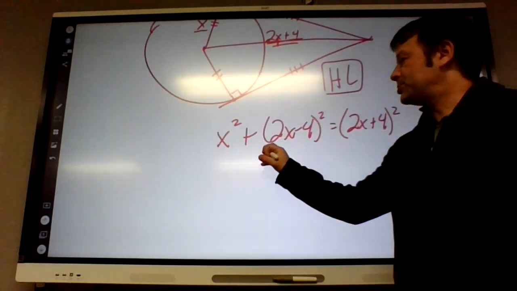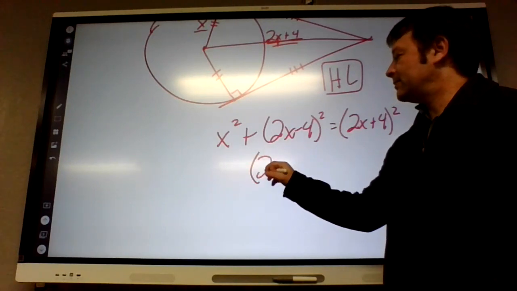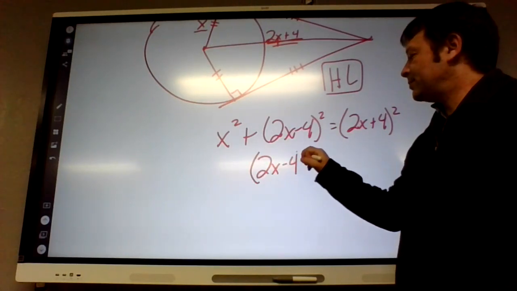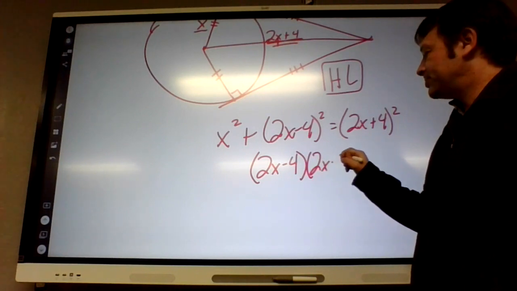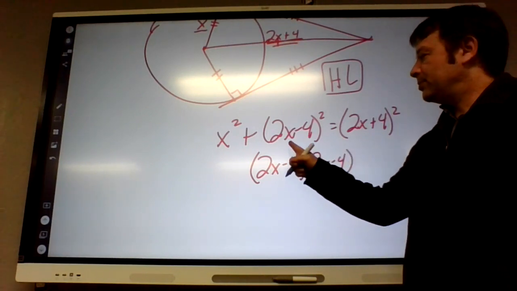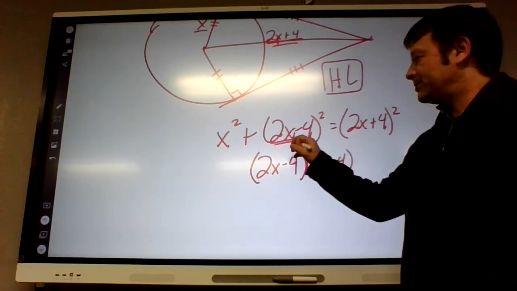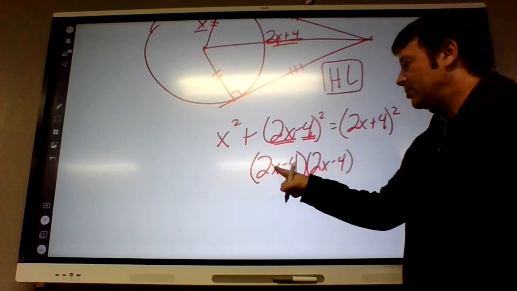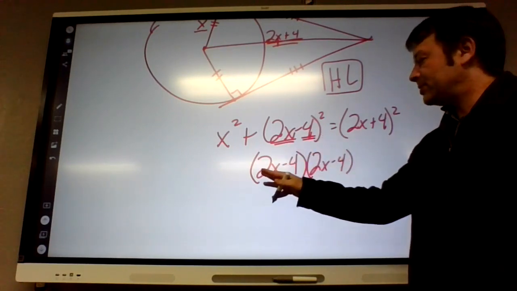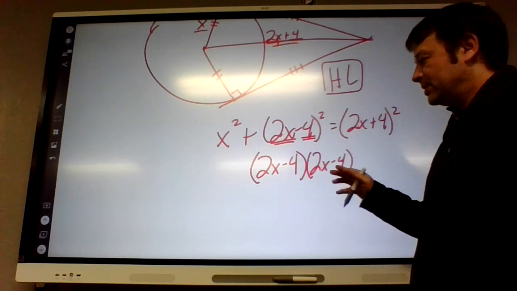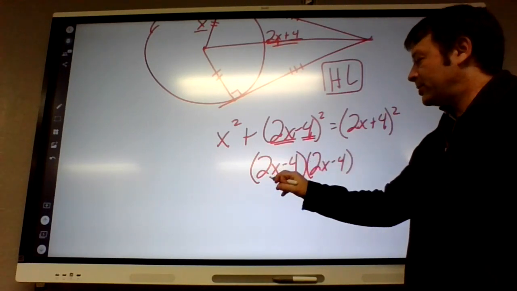Remember that squared just means you take it times itself. So you do 2x minus 4 times 2x minus 4. So we're not just squaring 2x times 2x and minus 4 times minus 4. We're actually doing all of it times all of it. Every term times every term. So it's actually what kind of problem?